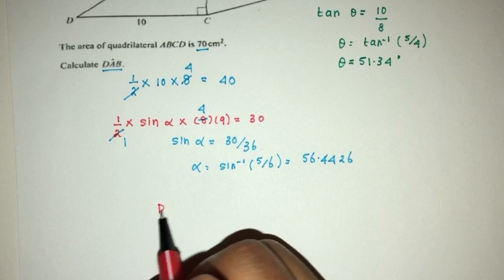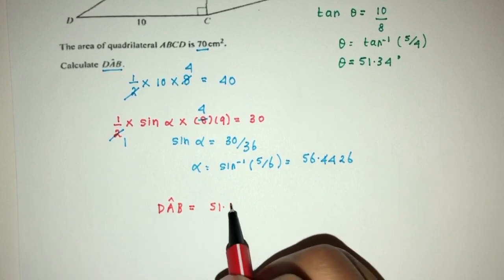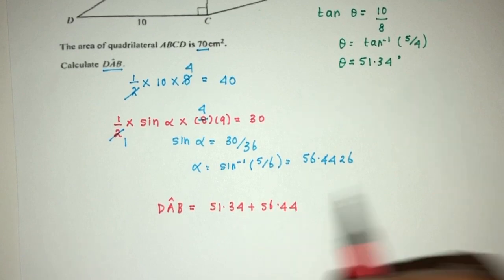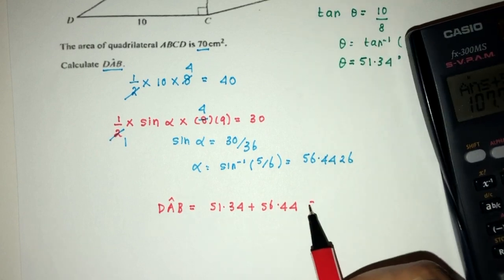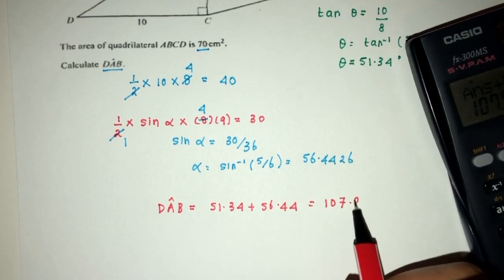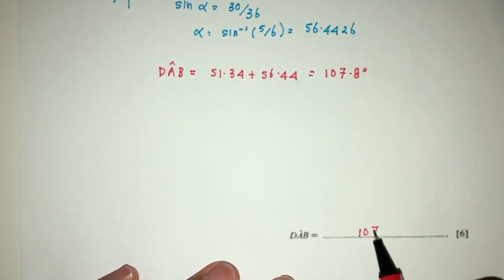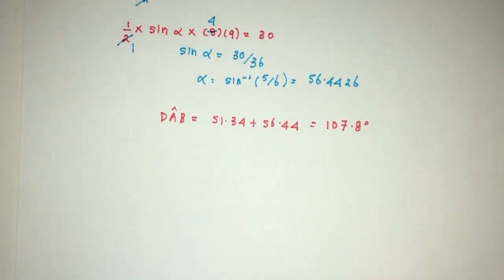So angle DAB will be 51.34 plus 56.44. So let's add that together. That should be 107.8 degrees, correct to 1 decimal place. Okay, and that will be your question number 7.